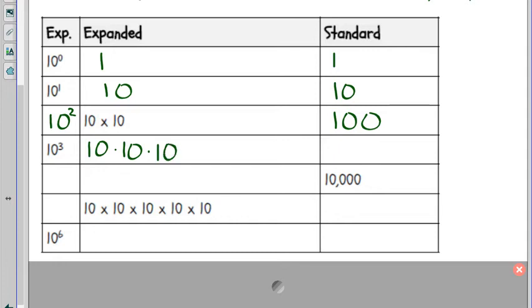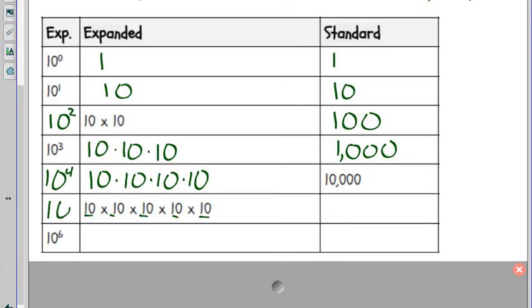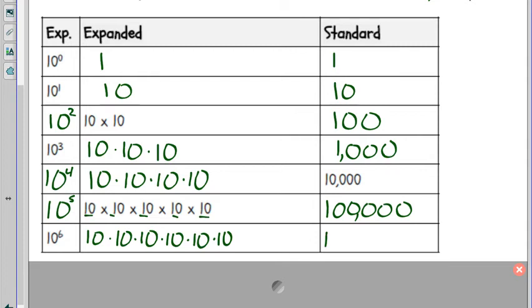Well, we know how to do some mental math there. 1 times 1 times 1 is 1 with 3 zeros. So that's 1,000. 10,000 has 4 zeros, so I must have had 4 tens, which would be 10 to the 4th power. Here I have 5 tens, 10 to the 5th power, and I know that's just 1 with 5 zeros. And finally, 10 to the 6th power would just be 10 multiplied by itself 6 times, which is a 1 with 6 zeros, or 1 million.